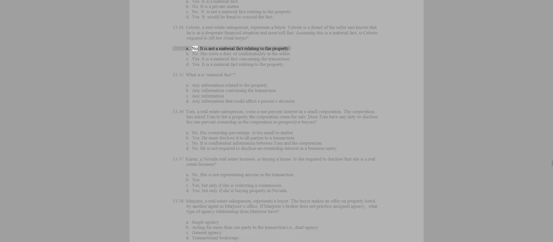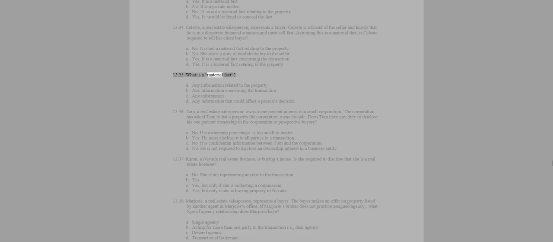A. No. It is not a material fact relating to the property. B. No. She owes a duty of confidentiality to the seller. C. Yes. It is a material fact concerning the transaction. D. Yes. It is a material fact relating to the property.